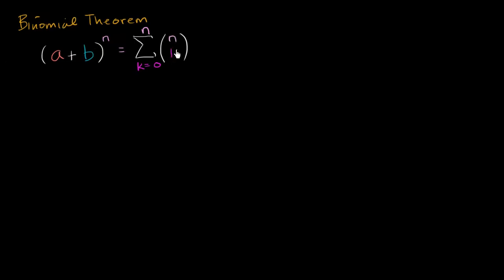This comes straight out of combinatorics. N choose k times a to the n minus k, times b to the k power.